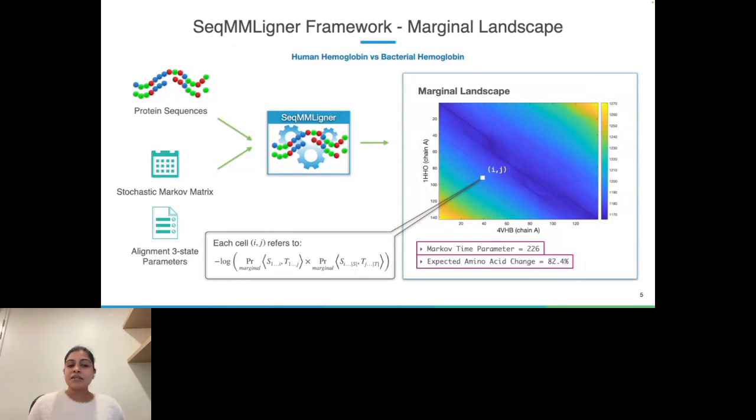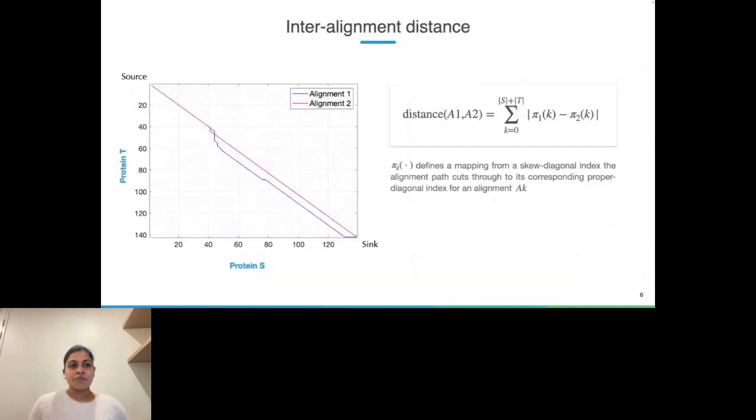Instead of relying on a single best sequence alignment, we want to use the entire marginal landscape to compute the expected alignment distance between sequence alignments and structure alignments. To get to the expected alignment distance, you first need a measure of how distant any two alignments are. We introduce a natural and intuitive distance measure between any two given alignments between a protein pair.